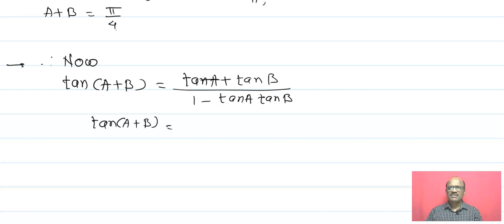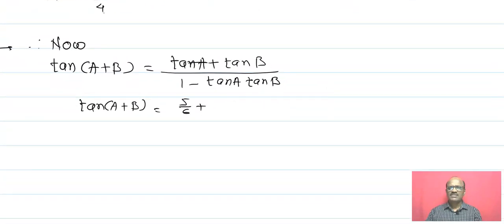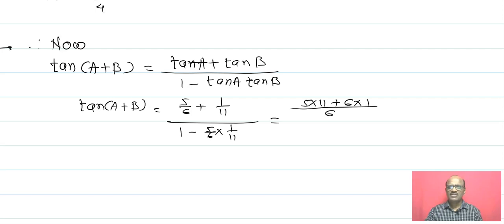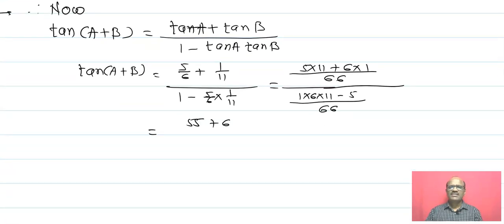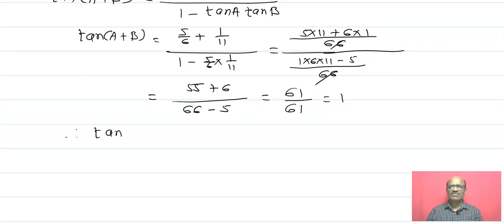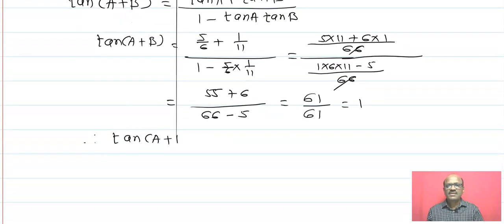Tan of A plus B is equal to 5 by 6 plus 1 upon 11, upon 1 minus 5 by 6 into 1 upon 11. That is 5 into 11 plus 1 into 6 upon 66, and 66 minus 5 upon 66. The 66s get cancelled. You are getting 55 plus 6 upon 66 minus 5, and that is equal to, I think there is a mistake, it is 61 upon 61, and the whole answer is, therefore, tan of A plus B is equal to 1.